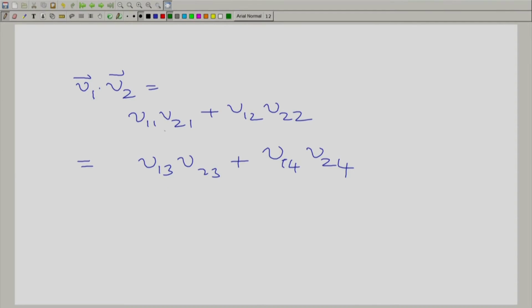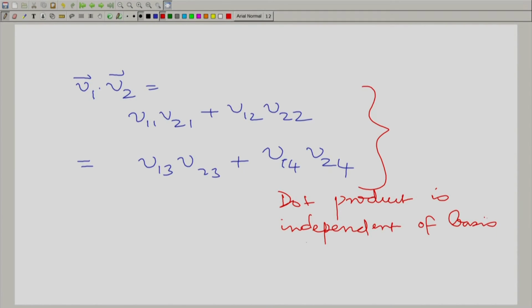This is not difficult to appreciate in 2 dimensions, and that is what we are writing down in the expression that we have got here. So, whether I take the dot product in basis u1 u2 or the dot product in basis u3 u4, it is the same. The dot product is independent of basis. Now, what is the consequence when we take the Fourier transform?